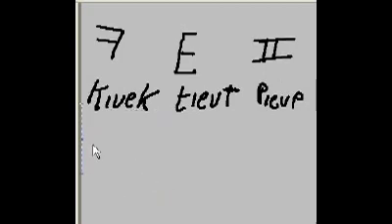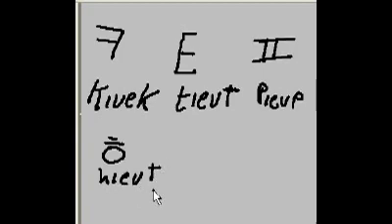And the last one of the consonants is this H sound. Looks like a guy's face with a hat on top. And that's the Hiet. The Hiet character, which gives us the H sound in Korean. So that's Kiet, Tiet, Piep, and Hiet. And that ends it for the consonants.